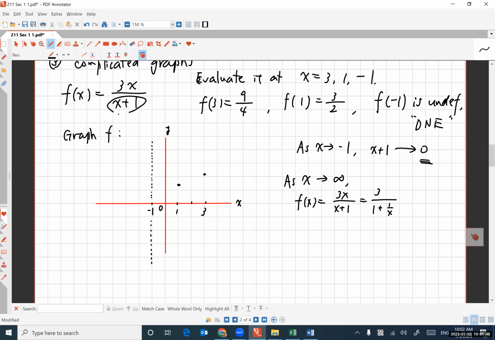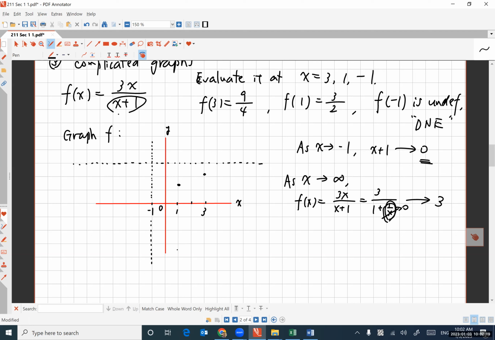And of course, as x approaches infinity, this goes to 0, right? So as x approaches infinity, this last term approaches 0, so the whole thing approaches 3. And what do we know this as? As x approaches infinity, or actually negative infinity as well, the value of the function approaches 3. And so this is called a horizontal asymptote, right?